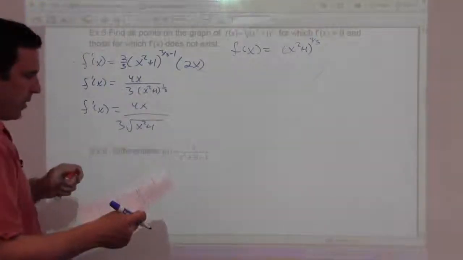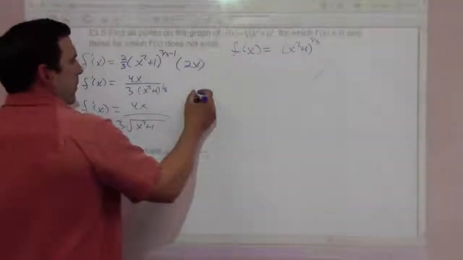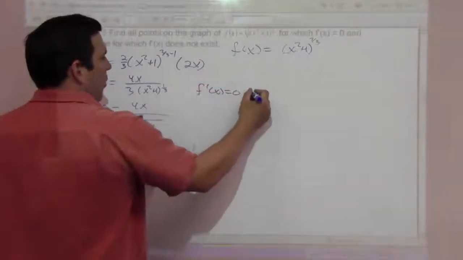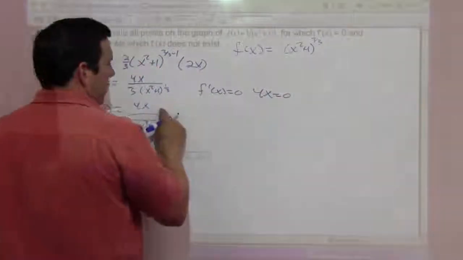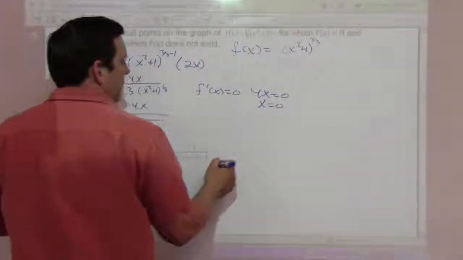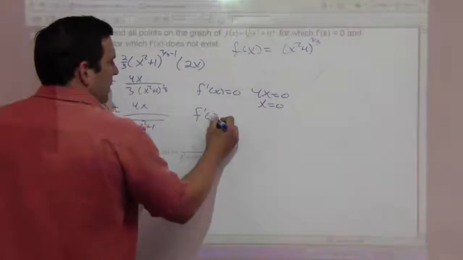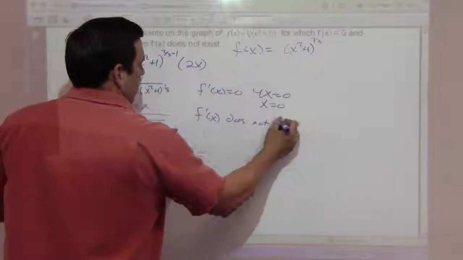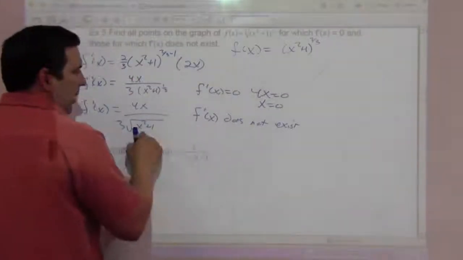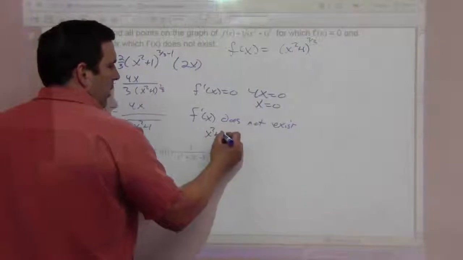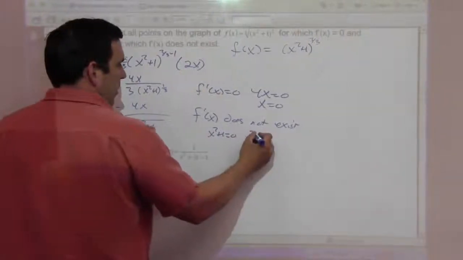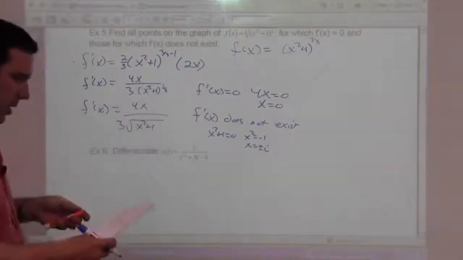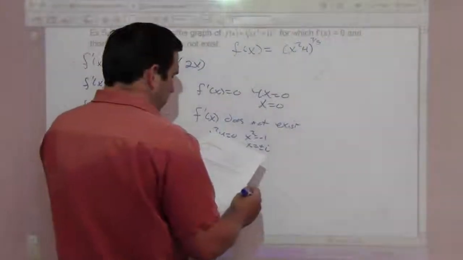So the issue we have here is that we first want to find where the derivative is 0. F prime of x equals 0 where 4x equals 0, the numerator, which is where x is 0. F prime of x does not exist for the places that the denominator is 0. So x squared plus 1 is 0. X squared equals negative 1. X equals plus or minus i. Now that's imaginary, so it'll exist for all real numbers.